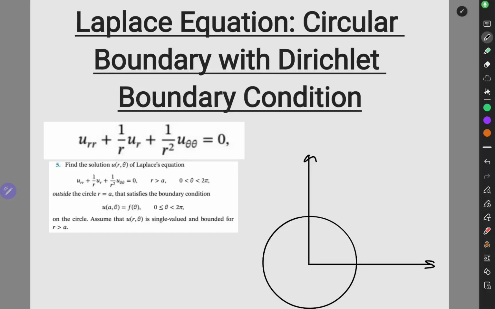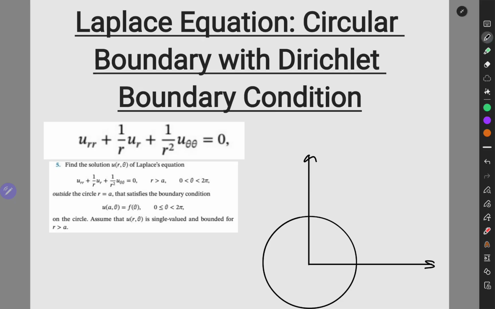Welcome back to PDEs. We're going to continue looking at Laplace's equation, this time on a circular boundary. This problem in particular has a Dirichlet boundary condition. I probably butchered the pronunciation of that word, but it's a non-derivative boundary condition. So Laplace's equation looks like this: u_rr, the second partial derivative with respect to r, plus 1 over r u_r plus 1 over r squared u_theta theta equals 0.